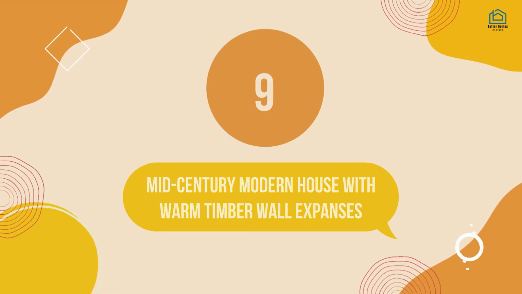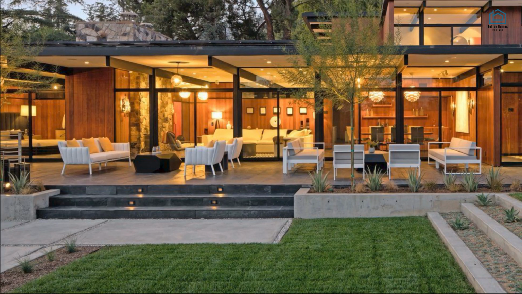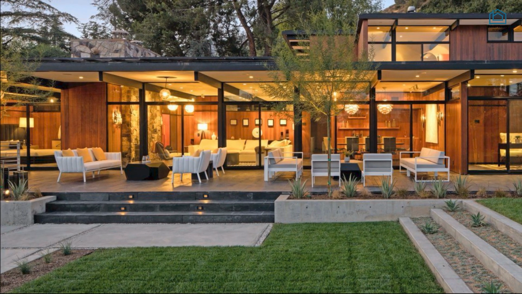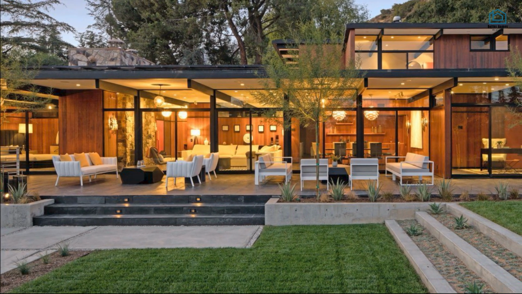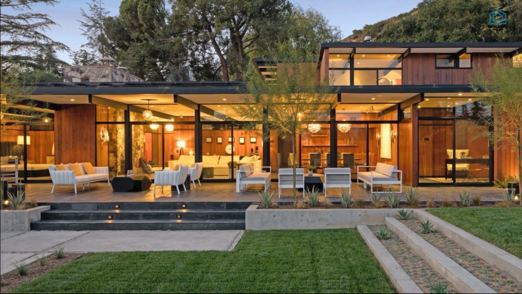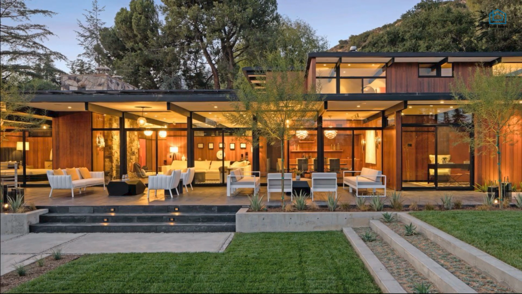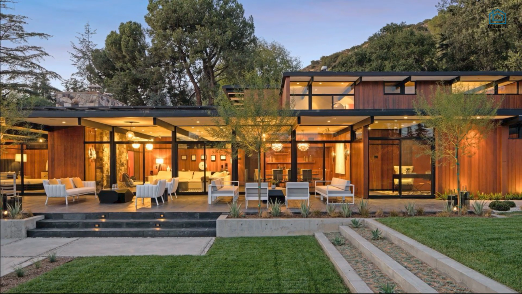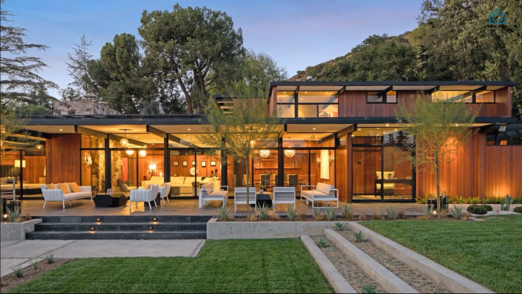9. Mid-century modern house with warm timber wall expanses. Glowing warmly at twilight, this residence utilizes vertical timber paneling across its entire facade, anchored by black structural posts and a broad concrete patio terrace. Open glass doors connect the spacious indoor living areas directly to an inviting outdoor lounge space overlooking stepping stone gardens.